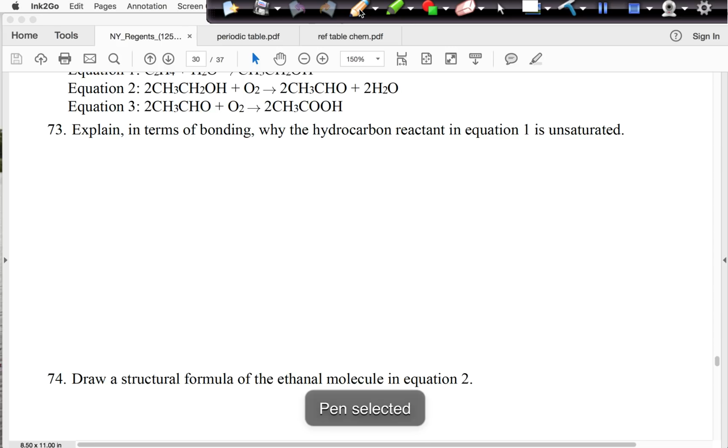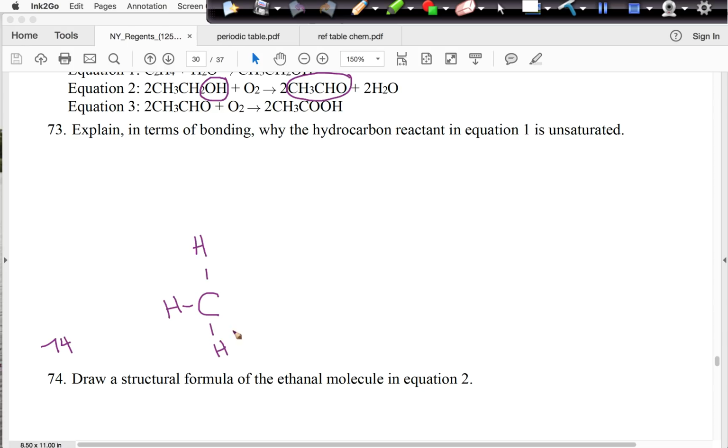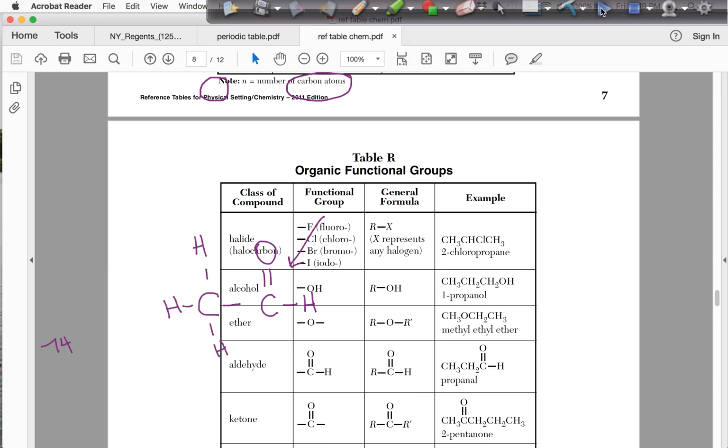For number 74, it says draw the structural formula of the ethanal molecule in equation 2. So this is ethanol because that's an alcohol. This is going to be ethanal. So ethanal, okay, this is for 74. Ethanal has C with 3 H's because it says CH3, and then a C with an H that also has an O. This O has to have a double bond.